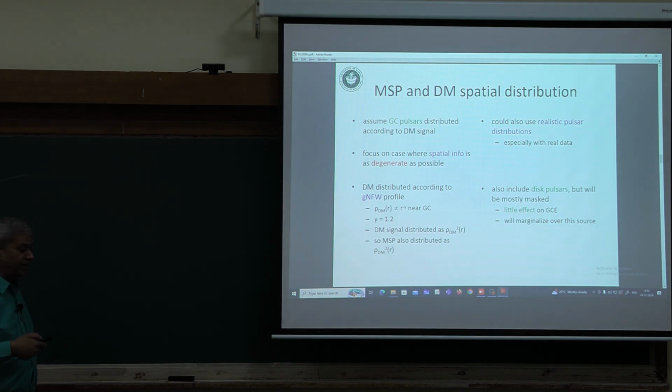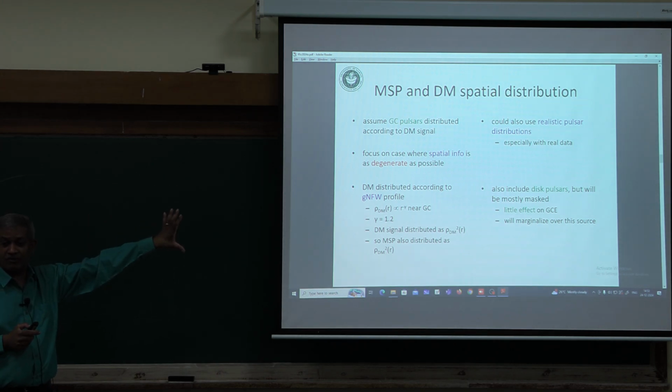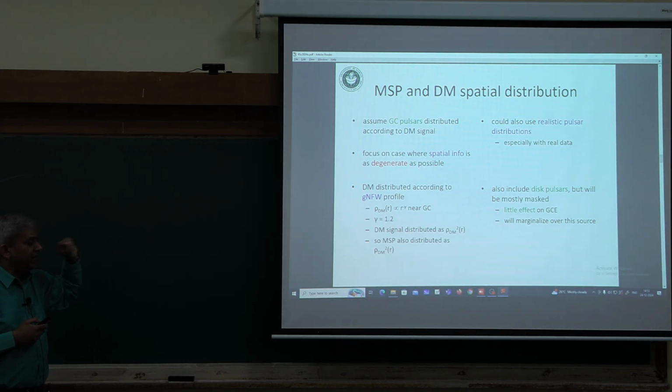So if I assume S-wave dark matter annihilation from an S-wave initial state, then your dark matter signal is basically distributed as the density squared. I'll assume that millisecond pulsars are also distributed exactly the same way. Now, of course, that's not necessarily realistic. I could use more realistic pulsar distributions, things which follow the progenitors of millisecond pulsars. And that's especially important if you want to do this on real data, because that's what real data could follow. But since we're doing a mock data analysis whose point is to focus on making them as degenerate as possible, for our purpose, it's good to just make it exactly the same as dark matter, just to see if I can use spectral information to tease out the difference between those two.